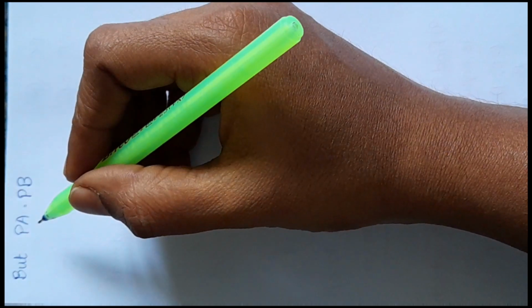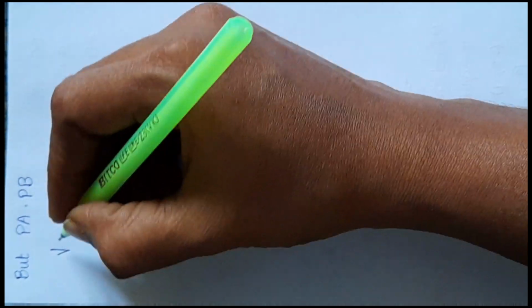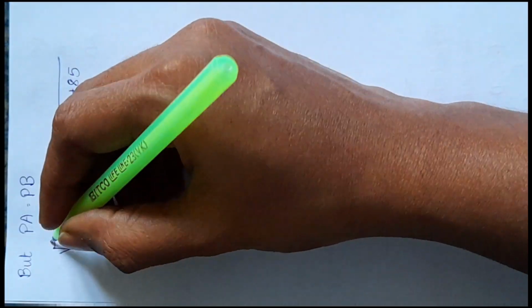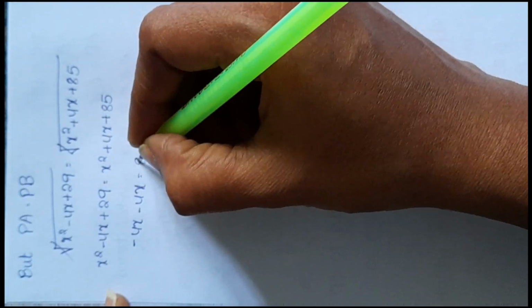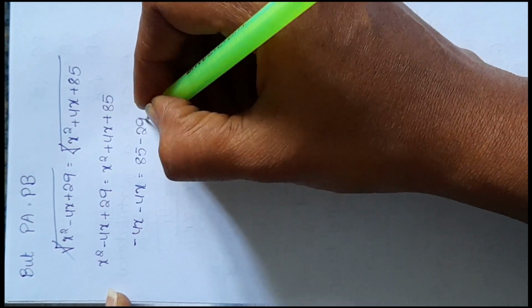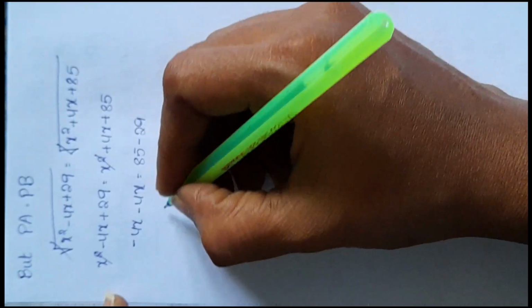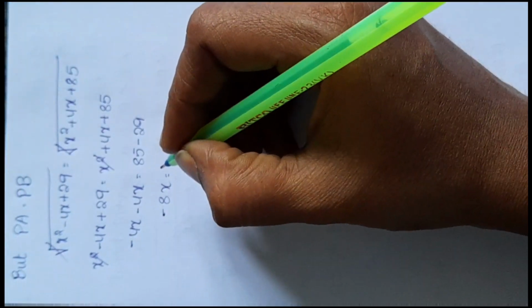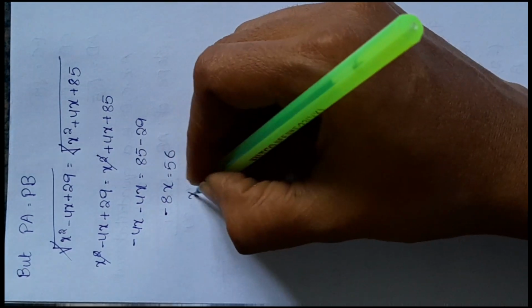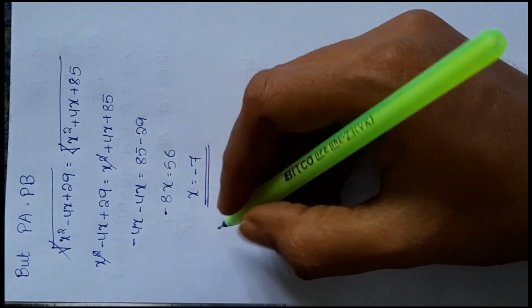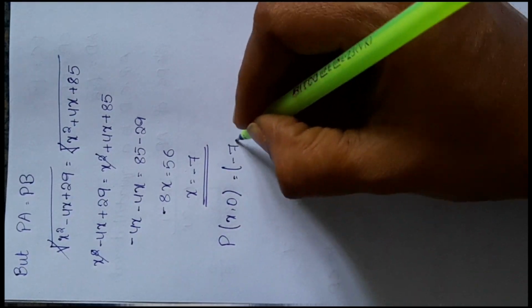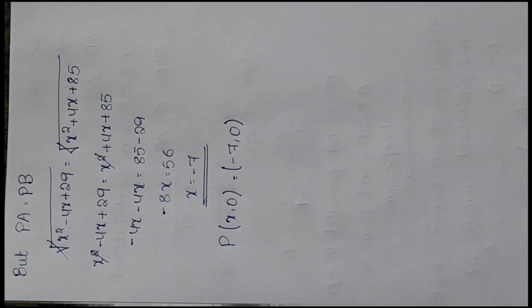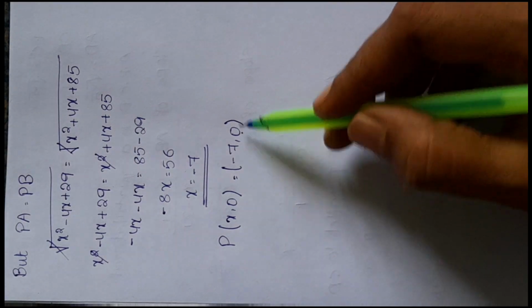But the condition is PA should be equal to PB. Now let us equate this. Cancelling the square root and solving, we get minus 4x minus 4x is equal to 85 minus 29. Here x square and x square get cancelled. So minus 8x is equal to 56. x is equal to minus 7. So the point P (x, 0) is equal to (minus 7, 0). This point is equidistant from the given points A and B.